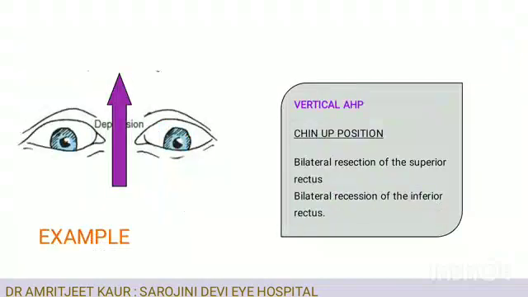Now say if the patient has a chin-up position with the eyes deviated downwards, in order to shift the null point up and correct the abnormal head posture, we will be doing a bilateral resection of the superior rectus and bilateral recession of the inferior rectus.